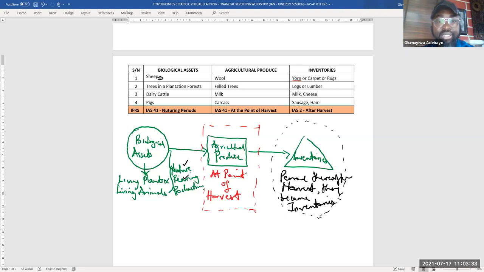If it's a pig, the carcass of the pig is simply, once you have killed the pig for other uses, whether for consumption or otherwise, at that point of killing, that is a carcass, which is the lifeless body of the animal, including its various parts. At that point in time, it becomes agricultural produce. A tree in a plantation forest is a biological asset, but immediately you fell the trees, before they become a log, timber, lumber, at that point of felling, which is the point of harvest, it becomes agricultural produce.